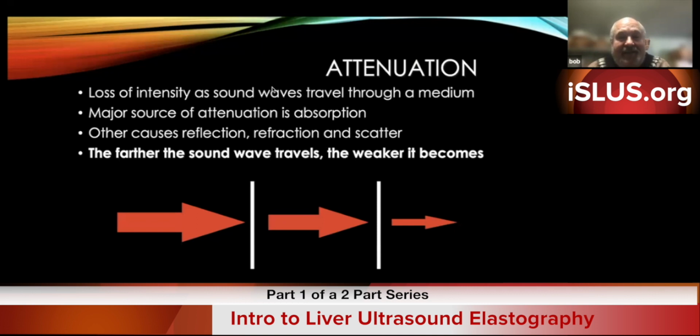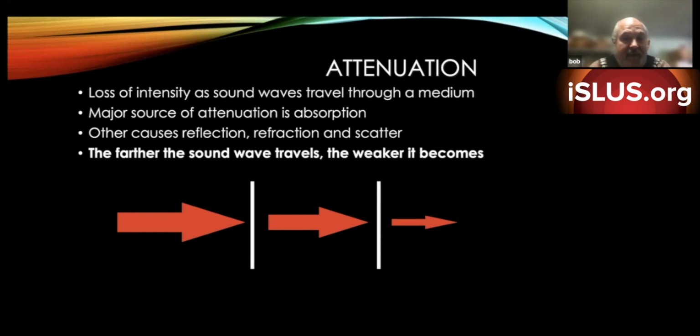The second thing we want to understand is attenuation. Attenuation is the sound losing energy as it travels through the medium. Like right now, as I'm talking, my voice is diminishing in volume, so that my wife downstairs can't hear this talk. It can only travel so far. The major source of attenuation in ultrasound is absorption. The liver absorbs part of the sound beam energy to get those molecules vibrating. Other things that make up the image are reflection, refraction, and scattering. The further the sound beam travels, the weaker it becomes.